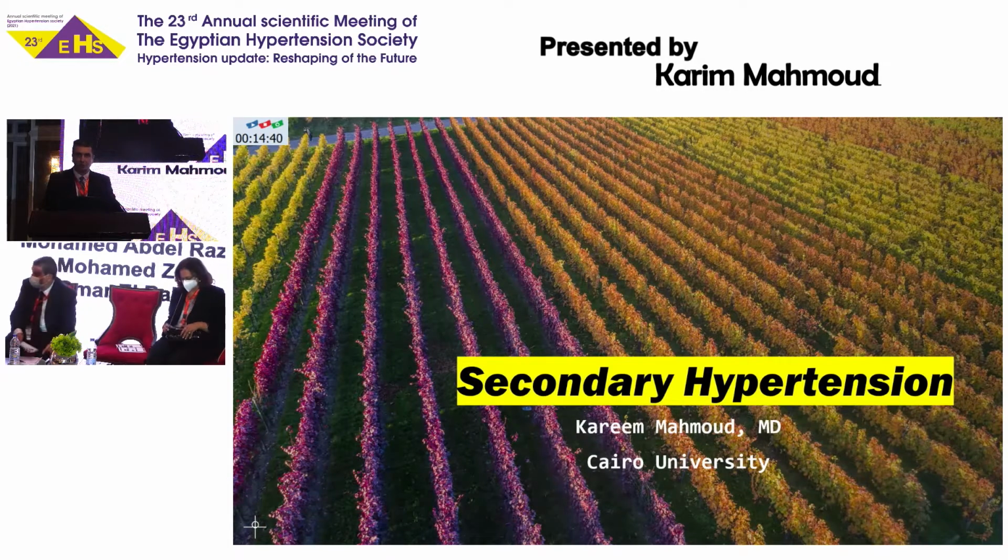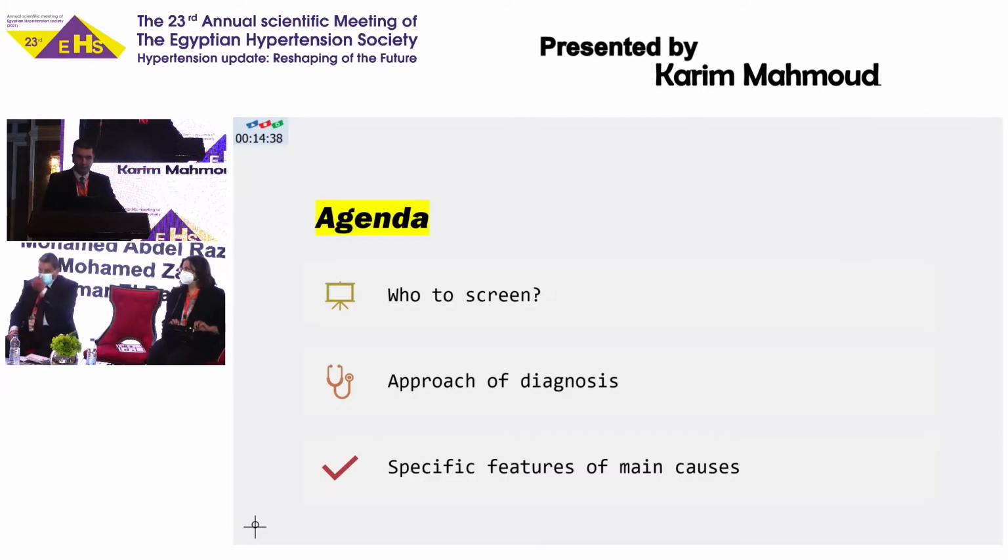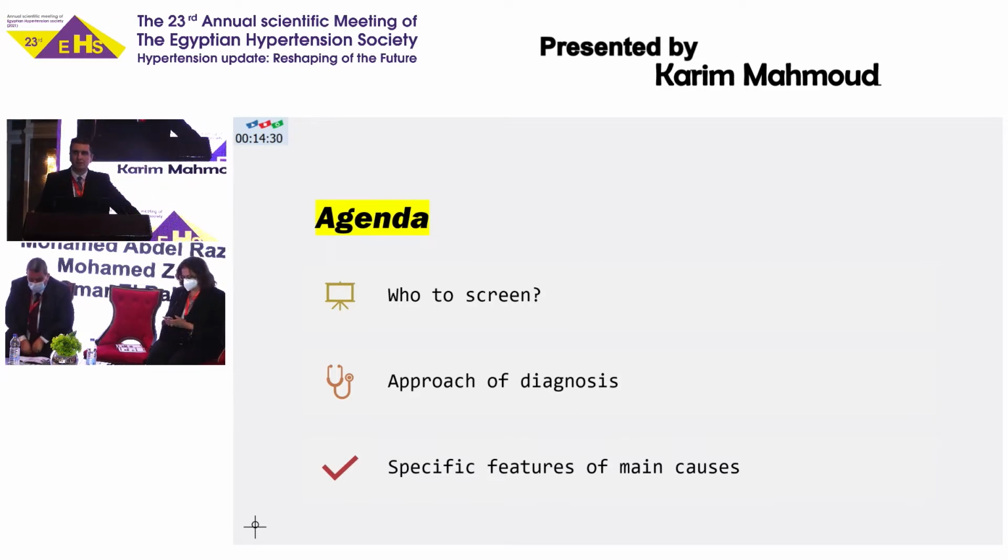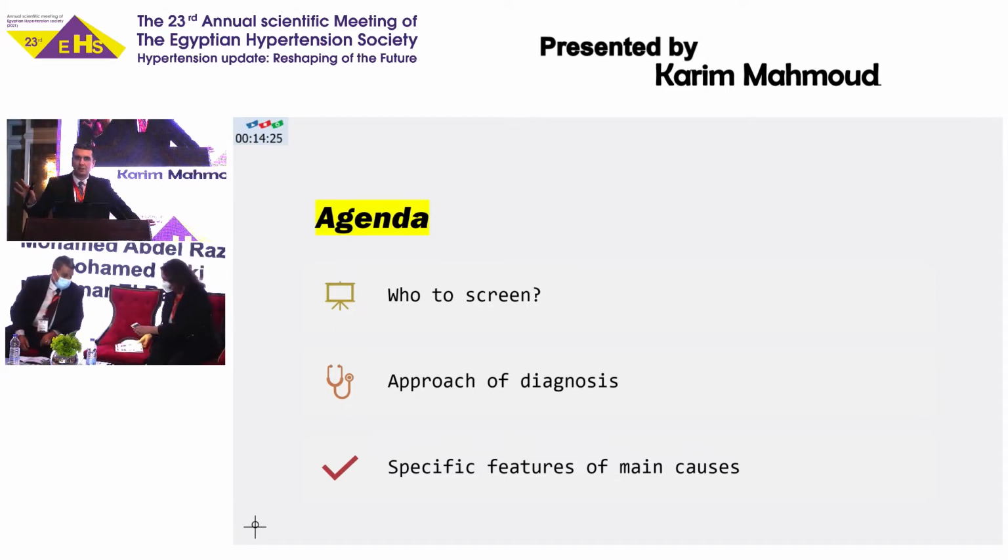This is a lecture on the approach to the diagnosis of secondary hypertension. First of all, we should know that secondary hypertension represents 5 to 10% of hypertension cases. When we talk about secondary hypertension, we should have a cause for the hypertension. So this is the agenda today: who should be screened for secondary hypertension, the approach for the diagnosis of secondary hypertension, and specific features of the main causes of secondary hypertension.